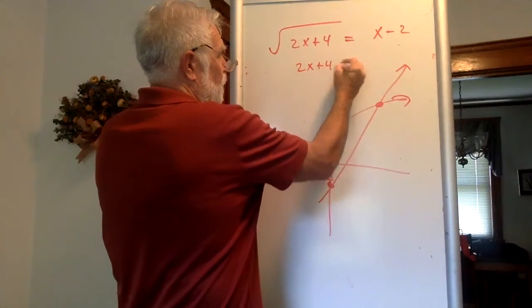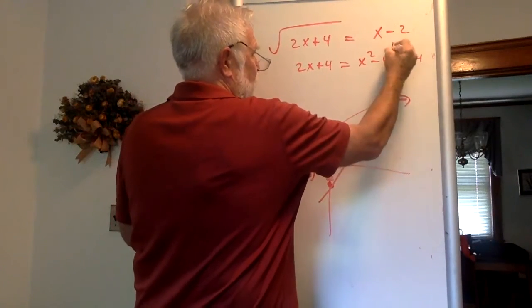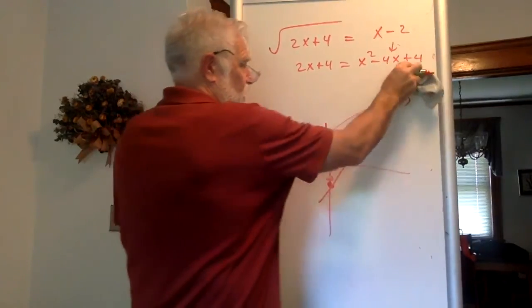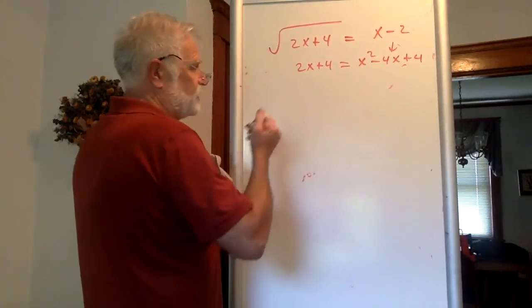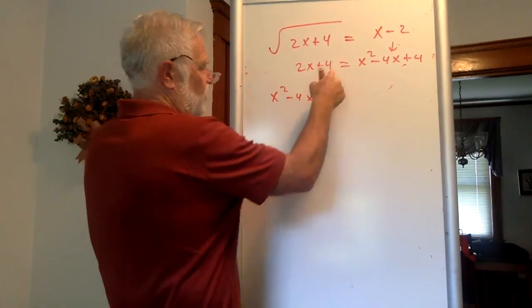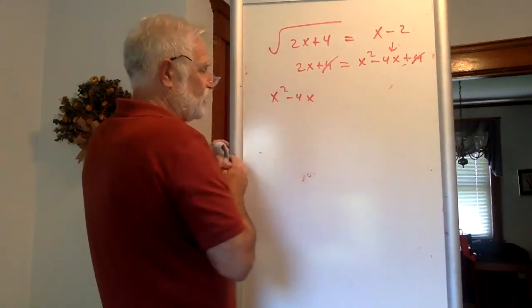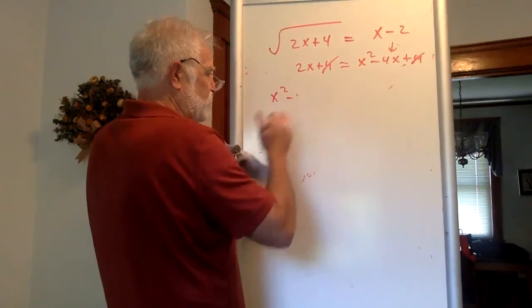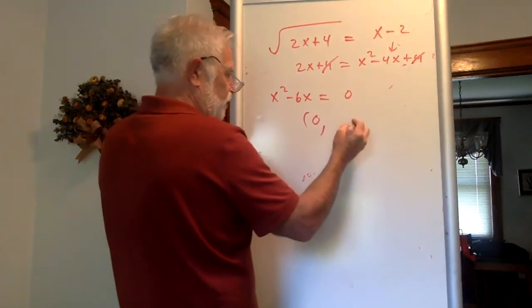2x plus 4 equals x squared minus 4x plus 4. I hope folks are not forgetting that term. All right, so what's the next step? Set it to 0. So we got x squared minus 4x, bring the 4 over. They cancel. Oh, that's nice. And so I'm subtracting another 2x. So x squared minus 6x equals 0. We can see our answers here, 0 and 6.